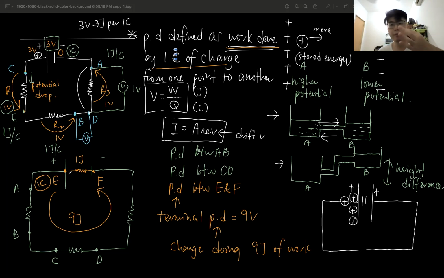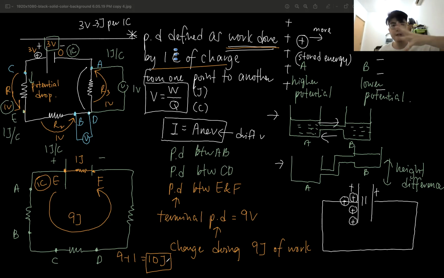So the total amount of work done by the charge, how much? It is not 9 joule. How much? It is 10 joule. 9 plus 1 joule equals 10 joule. 10 joule of work the charge is doing when it goes 1 full cycle.